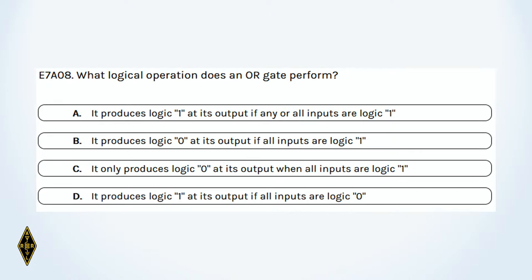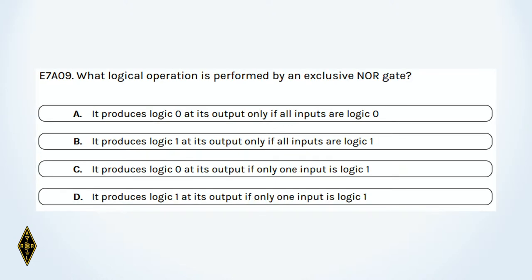Right. Okay, what logical operation does an OR gate perform? Alpha. Alpha is correct. And what logical operation is performed by an exclusive NOR gate? No, Charlie. So the answer is, in fact, Charlie. It produces a logic zero at its output if only one input is logic one because of the exclusive function.